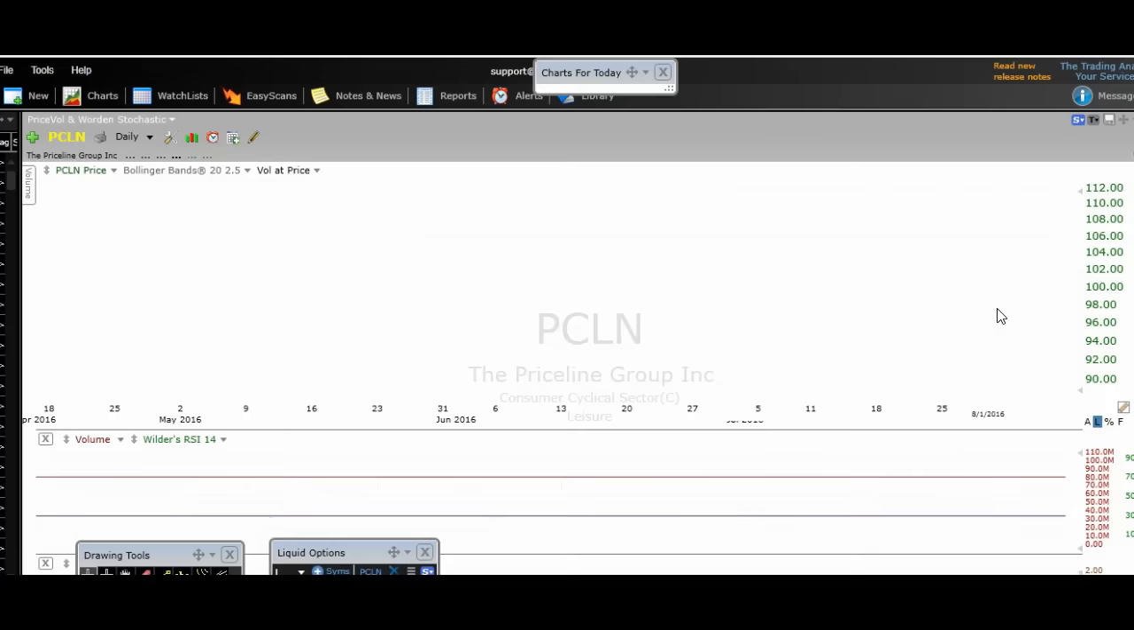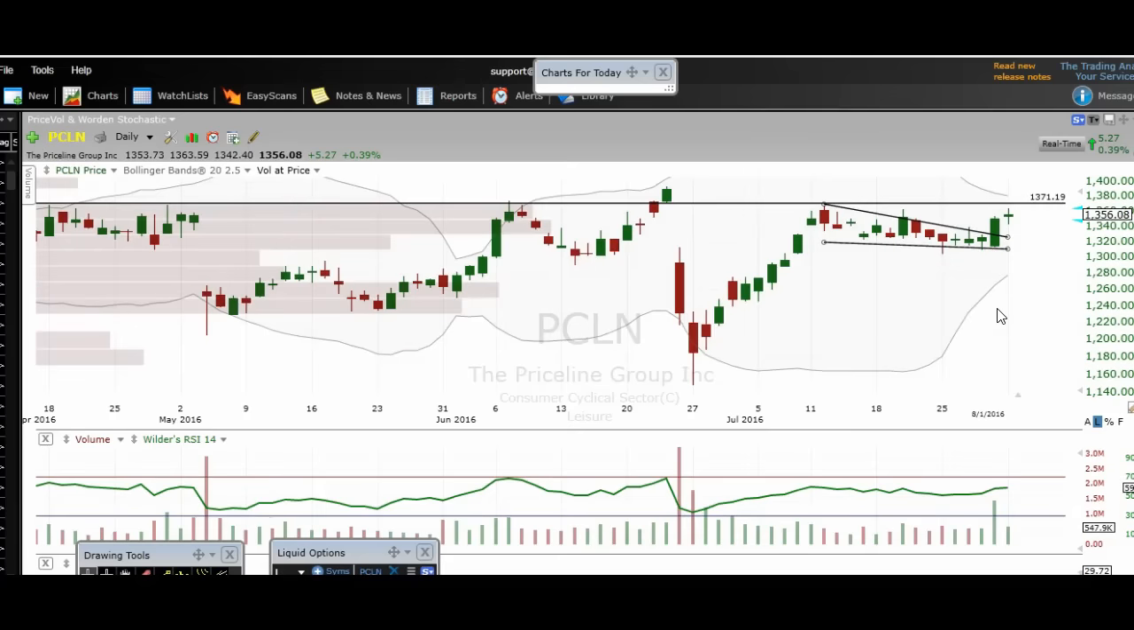Next, I want to cover Priceline. Priceline here, if you notice here, nice little bull flag that we have on Priceline. We broke out of it on Friday's action with some nice big bullish volume right there. So here's the flag pole, and here's the flag right here, and we broke out of it on Friday's trading session on some nice volume.